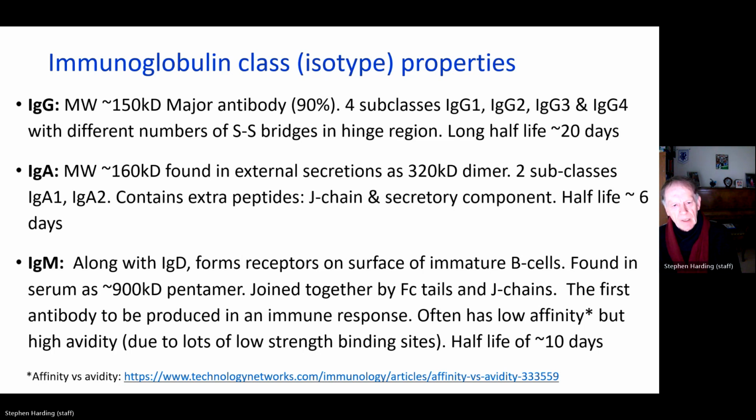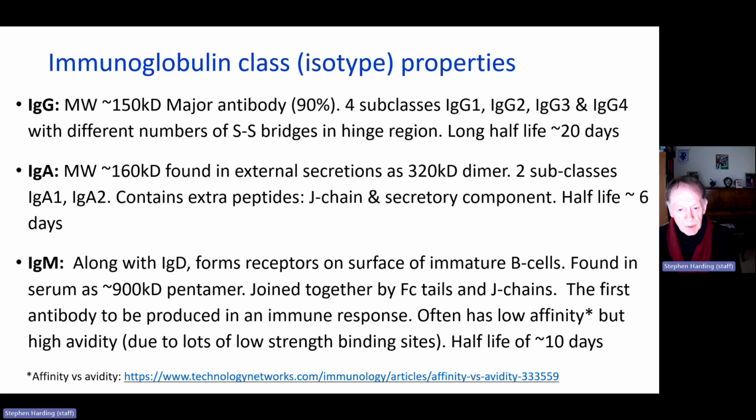IgM, along with IgD, forms receptors on the surface of immature B cells. It's found in serum as an approximately 900 kilodaltons pentamer. So it's the largest molecular weight of the antibodies, approaching nearly 1 million molecular weight. That's big. And the monomers are joined together to form the pentamer by the Fc tails and J chains. Have a look at that diagram I just showed you.